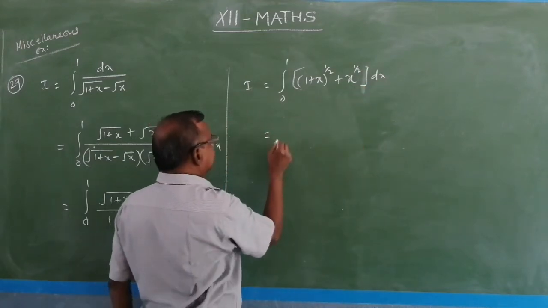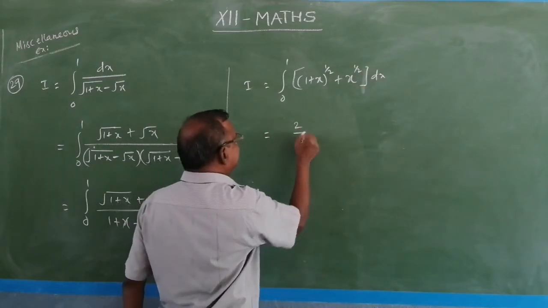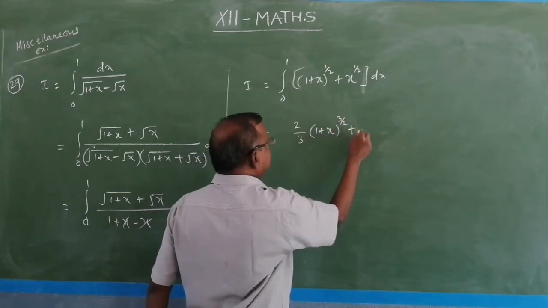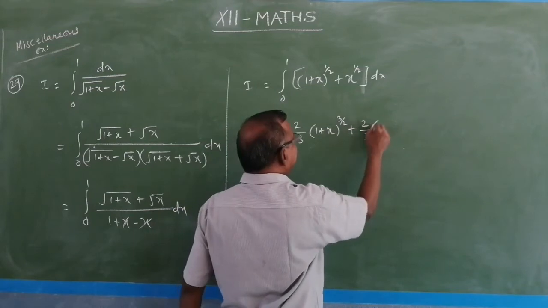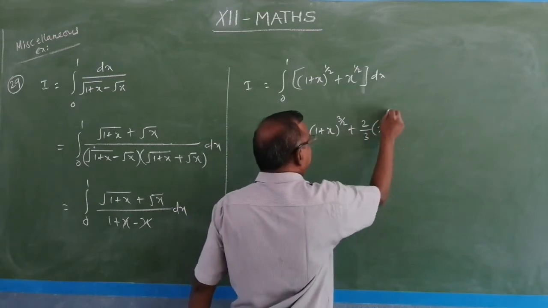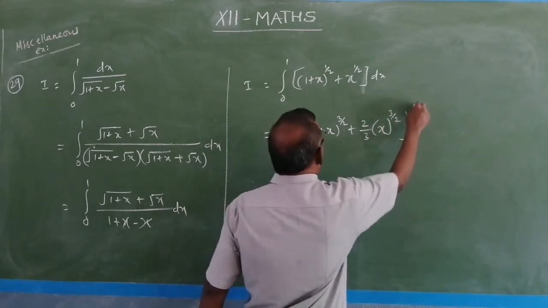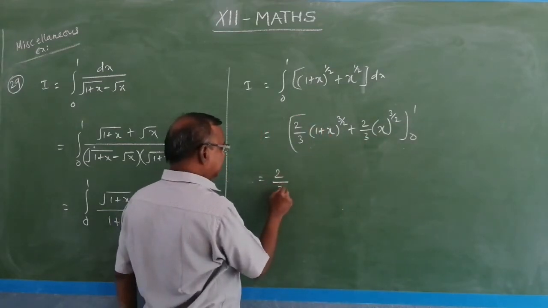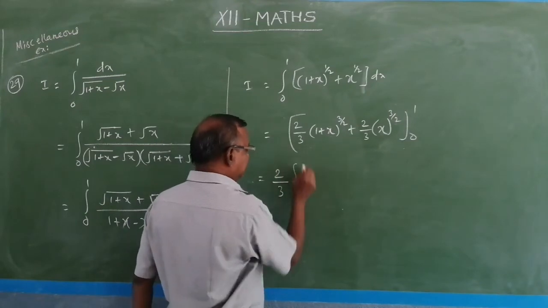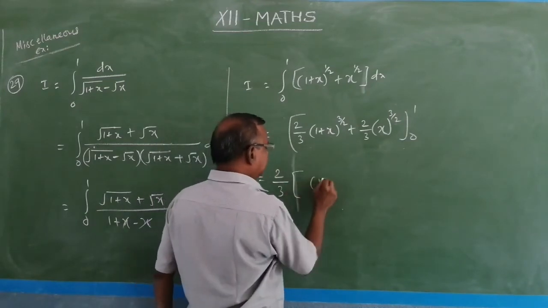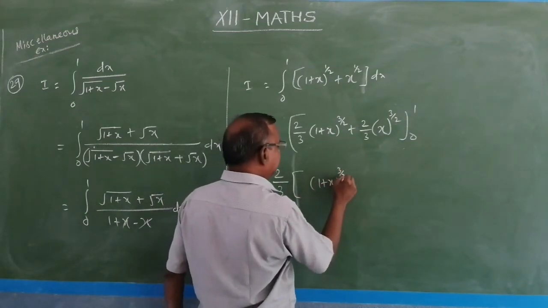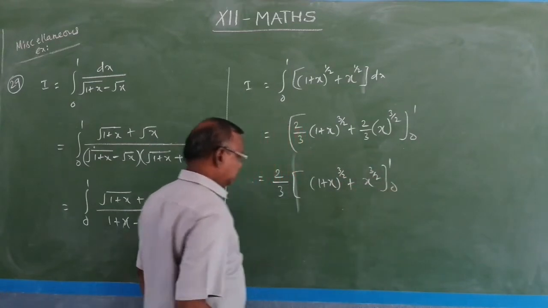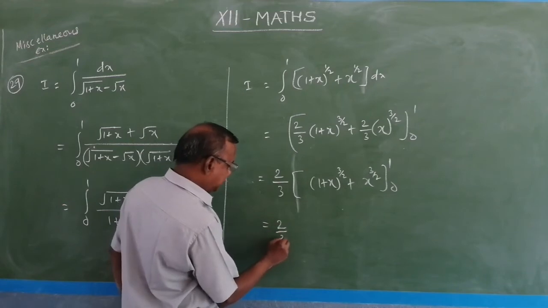So this is equal to 2 by 3 into (1 plus x) whole power 3 by 2 plus 2 by 3 into x power 3 by 2, from 0 to 1. Take 2 by 3 as common. This is 2 by 3 into the remaining part, (1 plus x) whole power 3 by 2 plus x power 3 by 2, from 0 to 1. That is equal to 2 by 3.